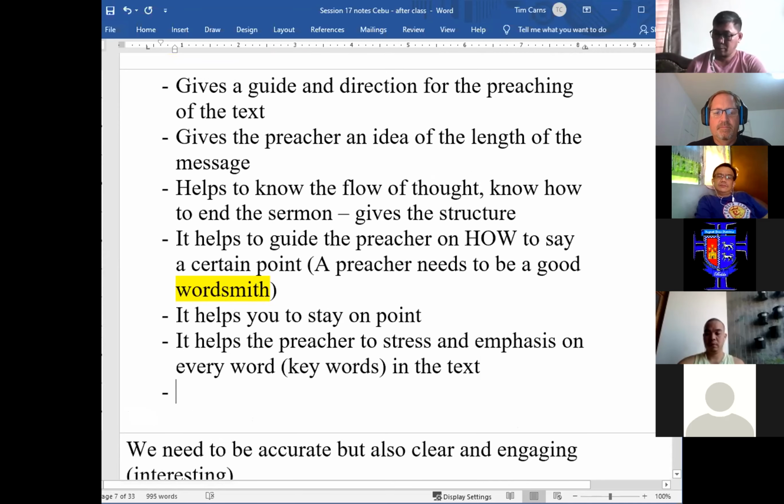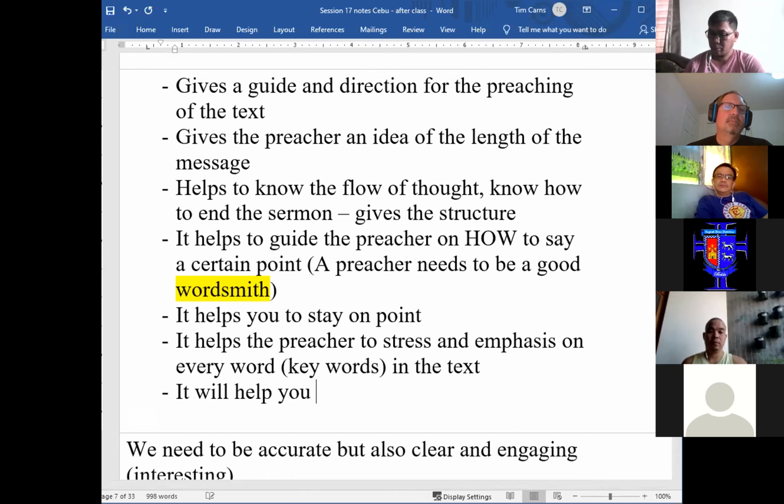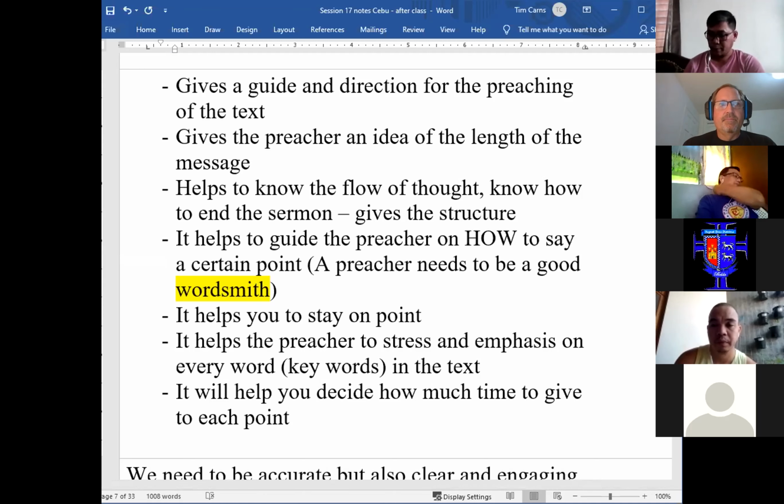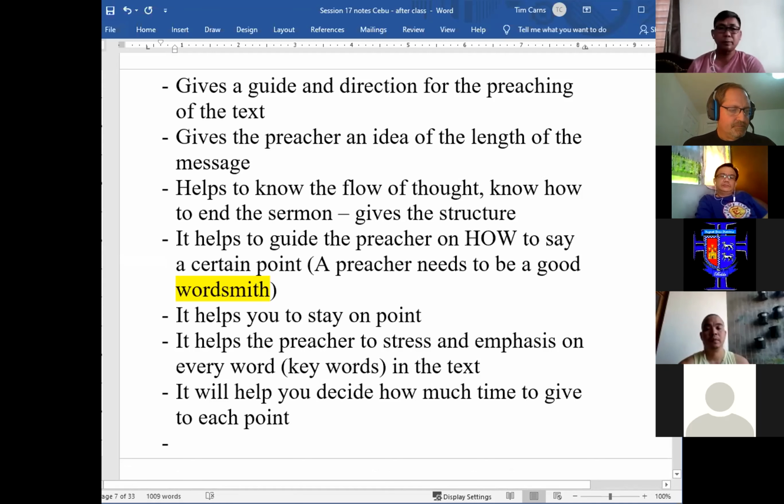Yeah, maybe talking about emphasis, Pastor Tim. Also, writing a full manuscript will help you, with a given time, divide which part of the sermon you will spend more time on emphasizing, and you would be able to decide also which part can be explained in a few minutes only, something like that. Okay, good. That's a great one. It will help you decide how much time to give to each point. All right. Any others that come to your minds? Advantages. Yeah.